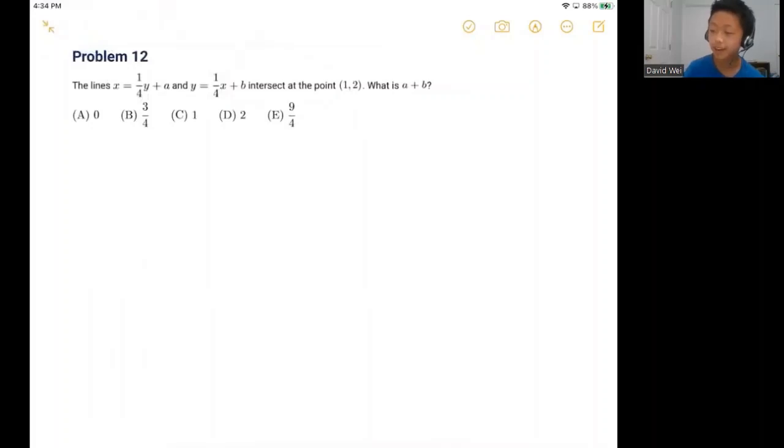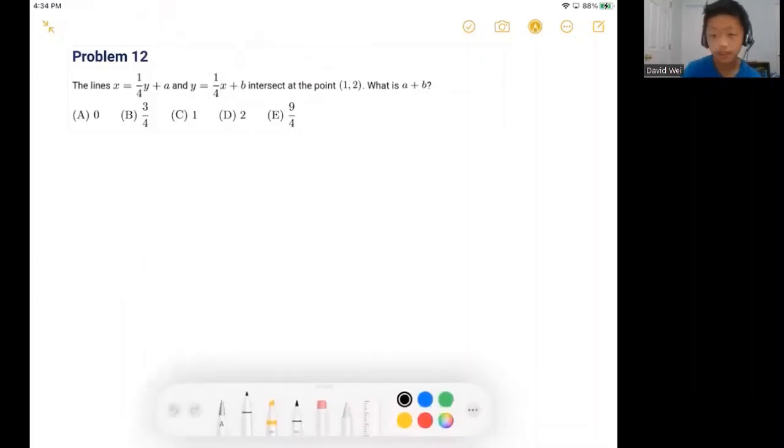Number 12 was this algebra question. We have the lines x equals 1/4 y plus a and y equals 1/4 x plus b. They intersect at the point (1, 2), and we want to know what a plus b is. This is an interesting algebra problem.